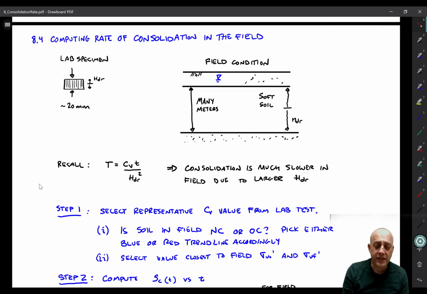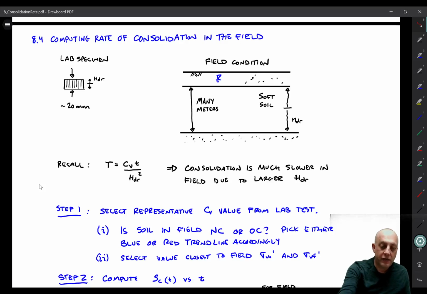So what that means is that consolidation really happens much more quickly in the laboratory than it does in the field. And an implication of that is that we can't just take directly the settlement versus time that we get from the laboratory specimen and assume that the field layer is going to follow that same settlement versus time pattern or relationship. Maybe the shape of it will be the same, but the x-axis scale is going to be completely different.